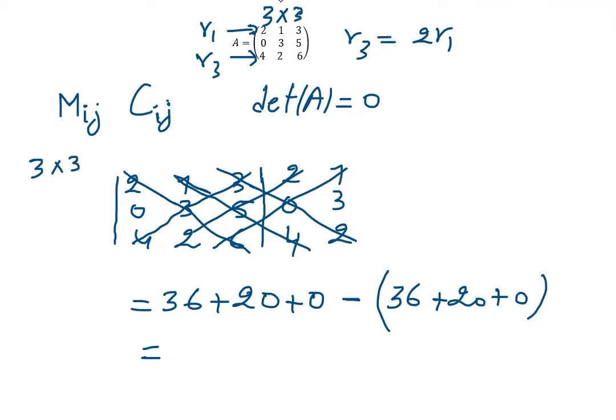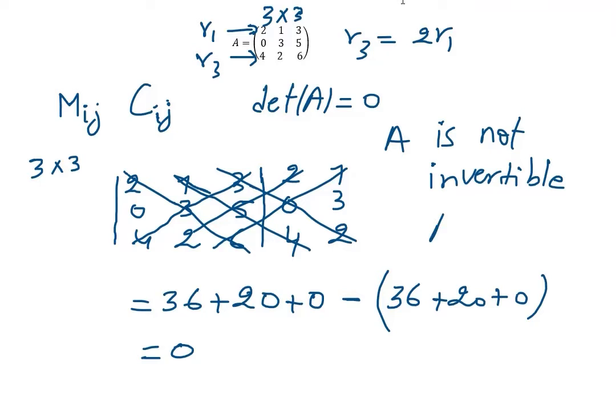It will be 0. So as we expected, because we said here that the determinant of A is 0. It is clear because we have 2 proportional rows, and that means that A is not invertible, so we can't get A minus 1.